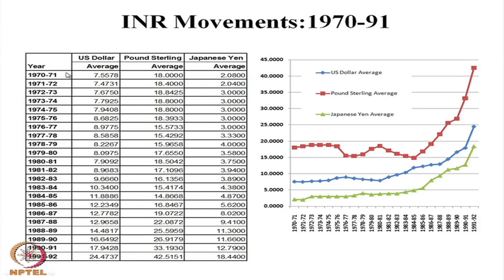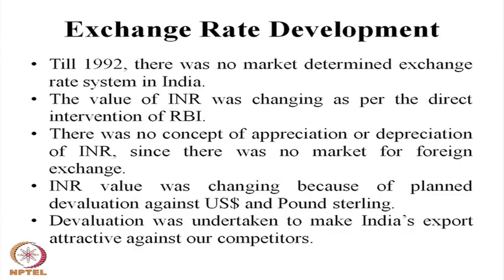If you see 1972 to 1992, the rupee was depreciating over the years against pound sterling, against the US dollar, and against the Japanese yen. And this depreciation was primarily because of the RBI and the government of India deciding what should be the actual value of the rupee. Till 92 there was no market determined exchange rate system in India.